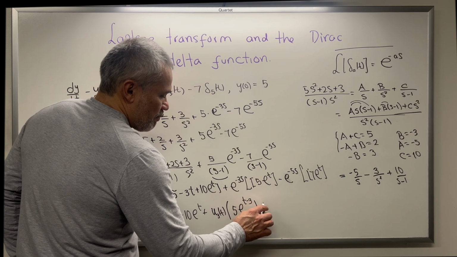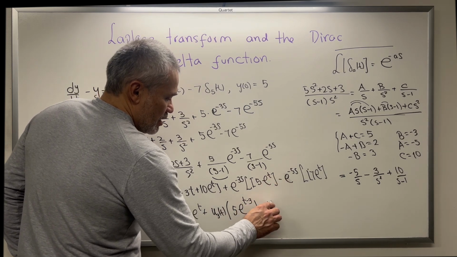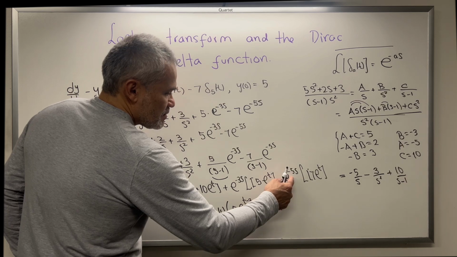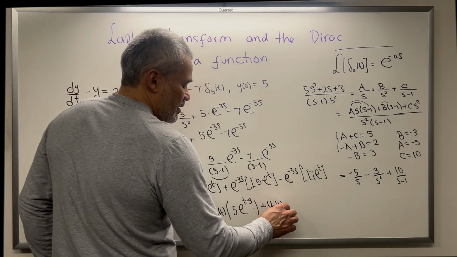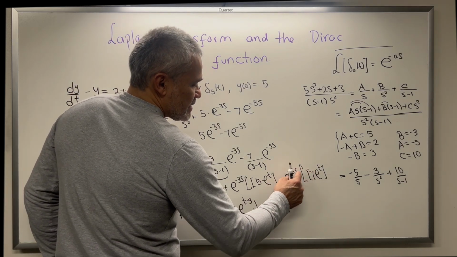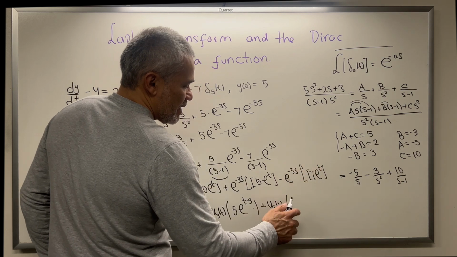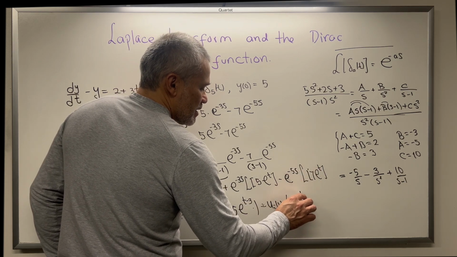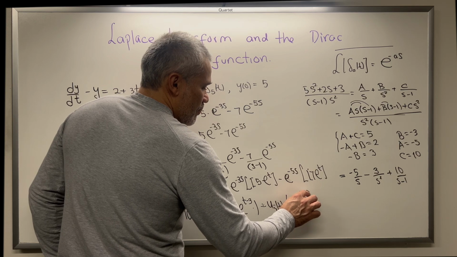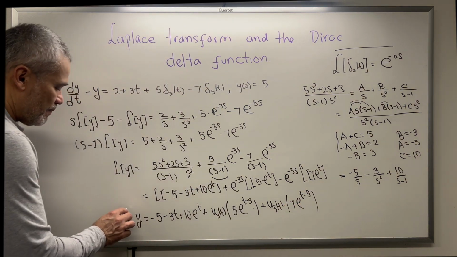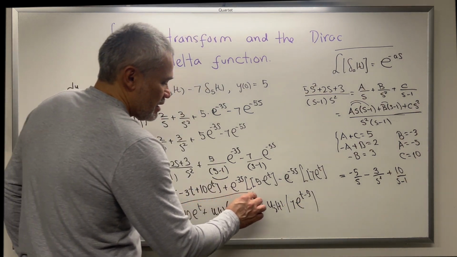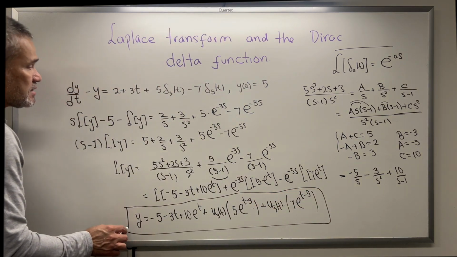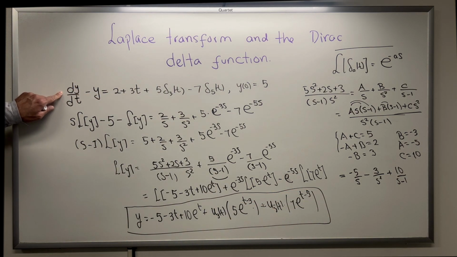and then minus u5 of t, this part is replaced with u5 of t times, and anytime I see that t, I have to replace it with t minus 5. Then I get 7 times e to the t minus 5. Then this is the answer for this differential equation.